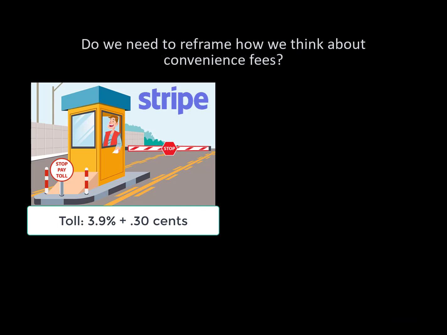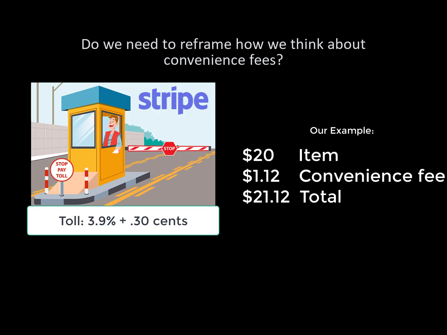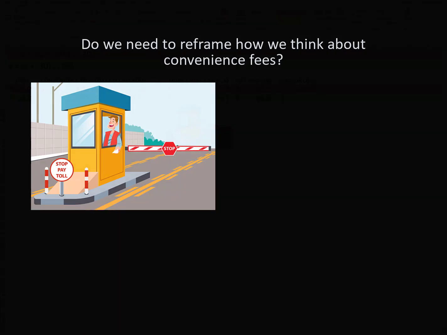We need to reframe how we think about transaction fees and convenience fees. A transaction fee is handled the way a car goes through a toll. It is the same mechanics. So the total number, which represents the net amount plus the convenience fee, is the number that needs to be charged, the toll fee of 3.9% plus 30 cents. And it will make more sense when we go through our example.